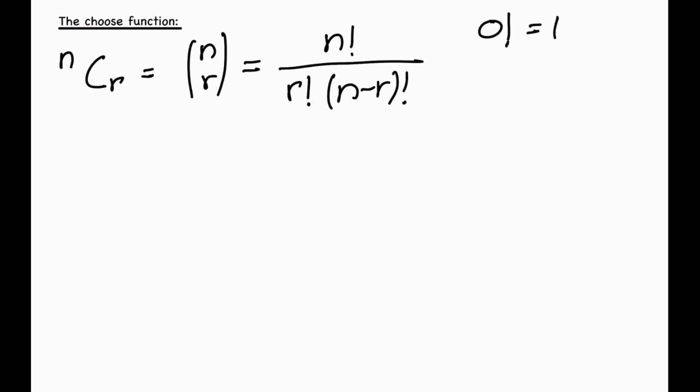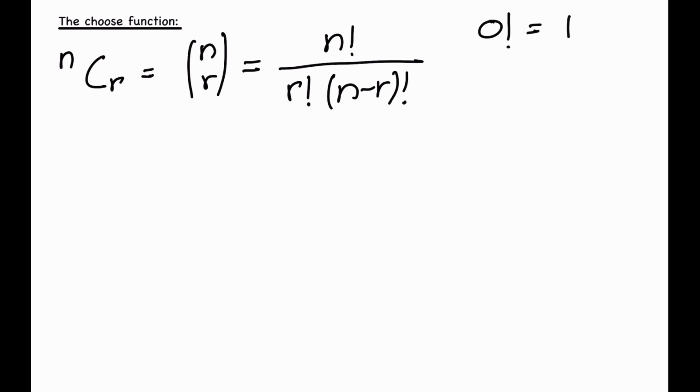And this function is made by doing n factorial over r factorial times n minus r factorial, so the inputs would be n and r, and the output would be this whole expression here. Just a bunch of factorials multiplied and divided by each other. In this case, it's good to know that 0 factorial is equal to 1.